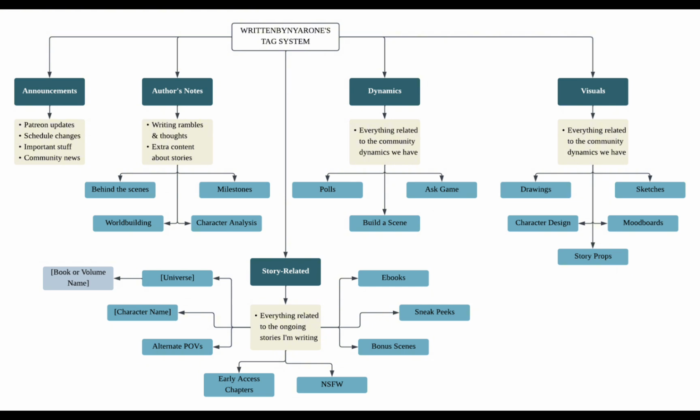Now, let me introduce you to some of my categories. I like to keep my tags fairly broad and then use sub-tags where they actually add value. That way, the system stays organized without becoming overwhelming. The first category is announcements, which is exactly what it sounds like. It's schedule updates, important news, release dates, anything I want my followers to be able to find quickly.